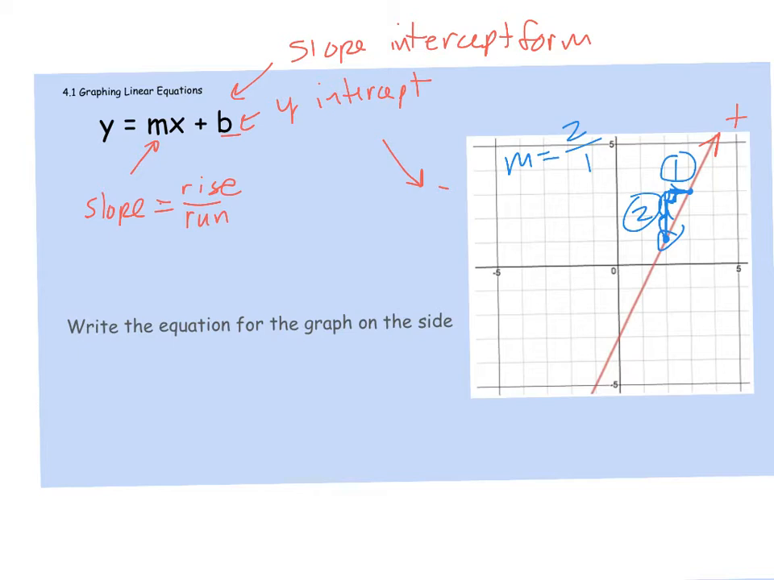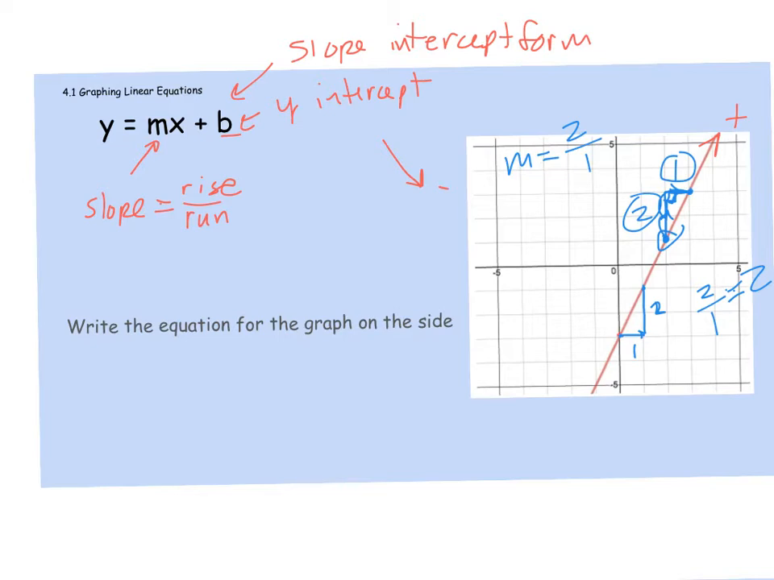Another way we could do it, if you look at this point and this point, I'm going to the right 1 in that direction, and from that point I'm going up 2. So once again, rise over run is 2 over 1, and that's equal to 2. So my slope is 2.